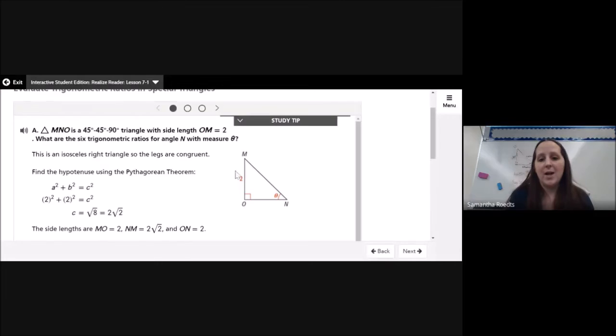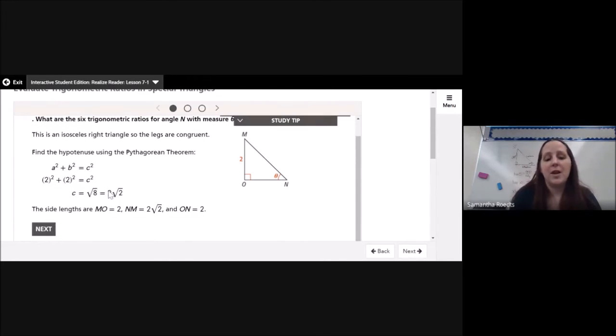So they gave us MNO is a 45, 45, 90. OM is 2, the side length. I find the hypotenuse. So remember the legs are congruent, so that means ON is also 2. So 2 squared plus 2 squared equals C squared. So C equals the square root of 8, or 2 times the square root of 2. So the side lengths are MO equals 2, NM equals 2 square root of 2, and ON equals 2.